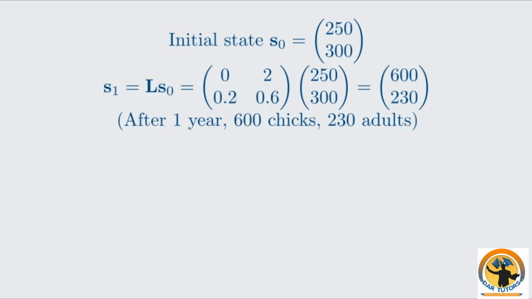By calculating S sub 2 equals L squared S sub 0, and S sub 3, and so on, we can project the population far into the future to see if it grows, shrinks, or stabilizes. This makes Leslie matrices a vital tool for ecologists and wildlife managers.